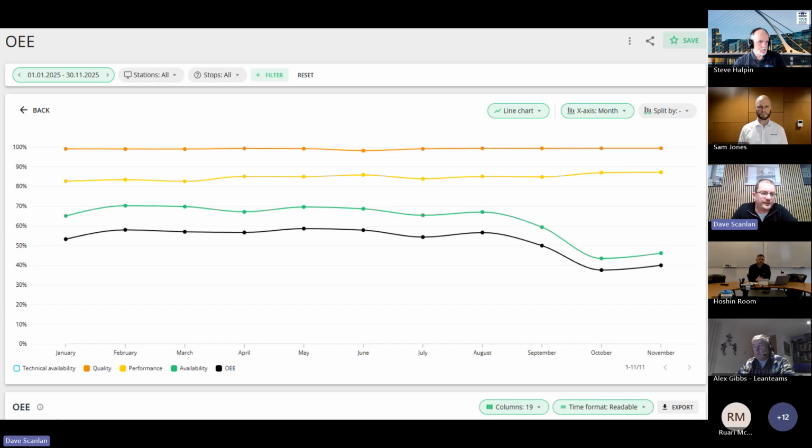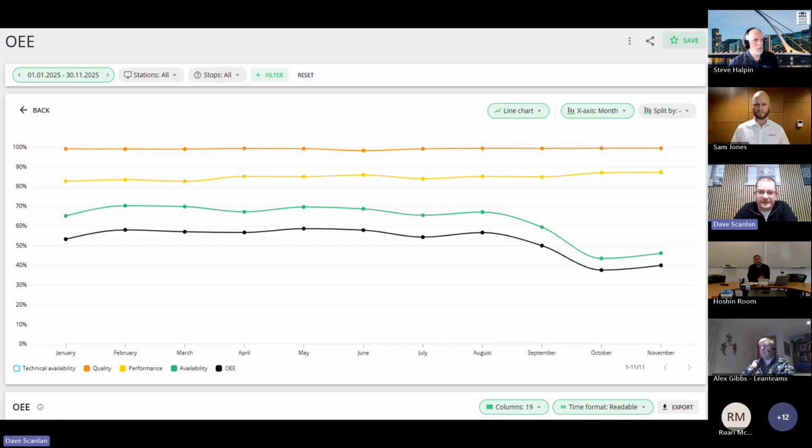The next line down, the green trend line, is our availability, and 70% availability is the biggest percentage we've had since January. So that is a real problem for us. And in the last 2 months, it's taken a drop and a drop, which of course brings down the bottom one, the OEE, the black line. So over the whole year, we're only at around 57, 58% OEE. And in the last 2 months, October and November, when I did this, we've taken a real drop.